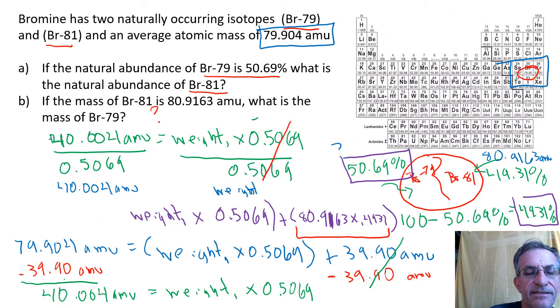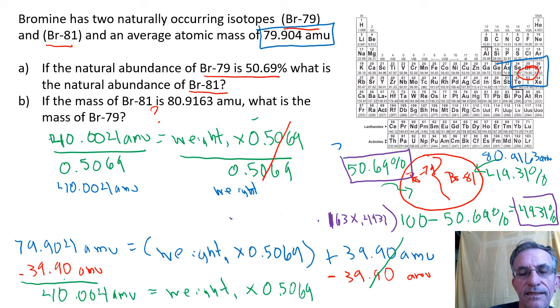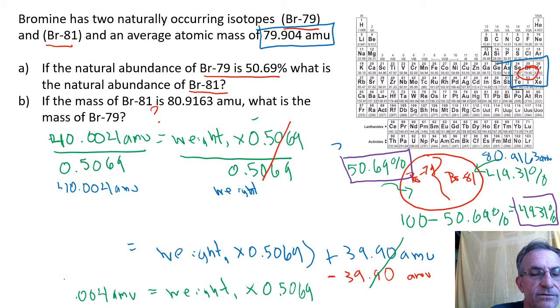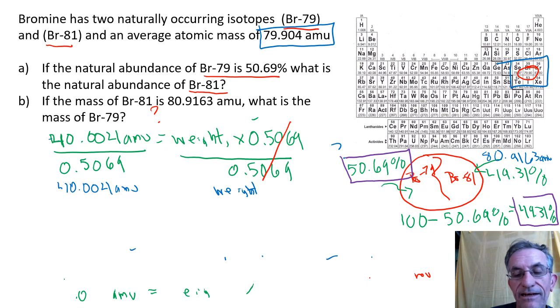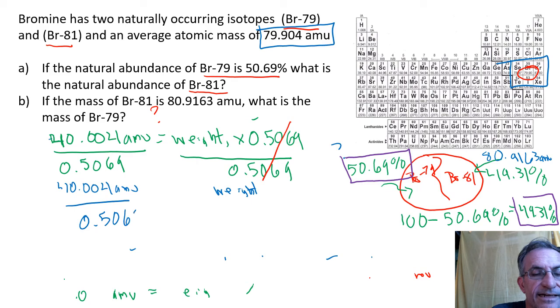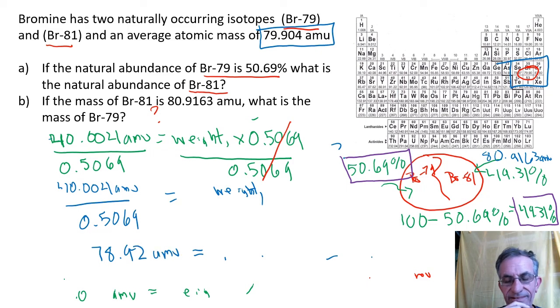Well, if you miss some of this, you can always rewind it, huh? Good thing about having this on video. And I'm going to erase the rest of this. Why not? Erase most of it. There you go. So then what I'd be left with is this divided by 0.5069. And if you actually get out your calculator and divide 40.004 divided by 0.5069, well, what do you come up with? You should be getting 78.92 AMU.